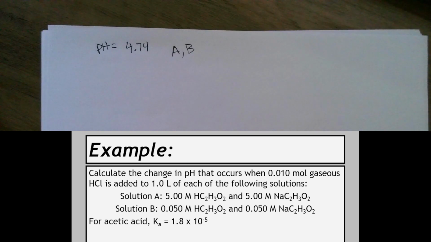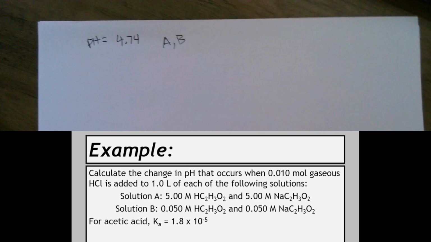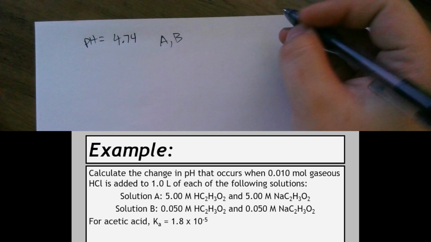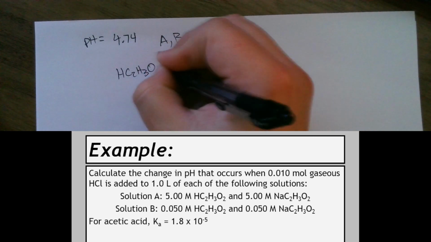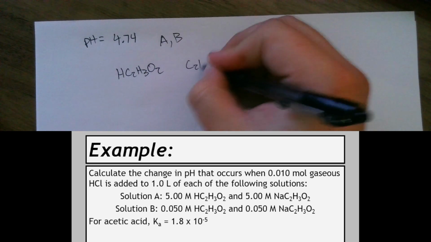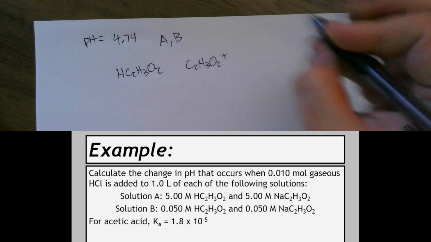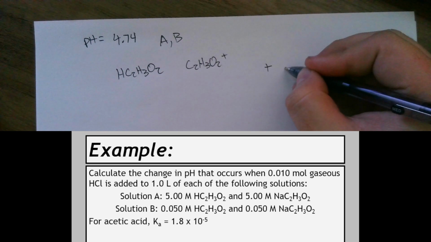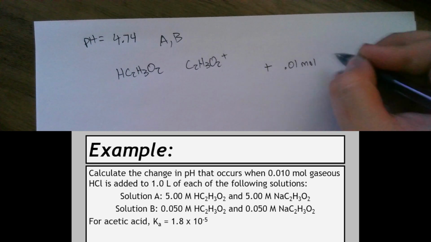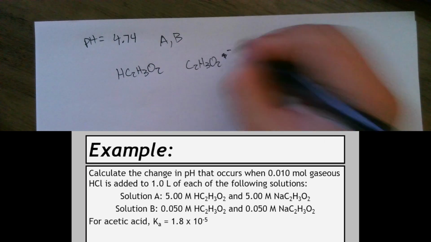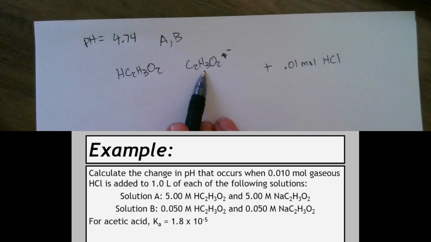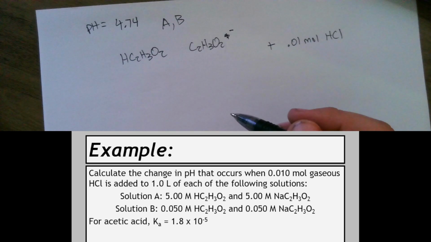All right, so let's do our stoichiometry part of the problem. When I add acid, I have acetic acid, I have acetate, I am adding 0.01 moles of hydrochloric acid. When I add this hydrochloric acid, it is an acid, this is a base, so it'll react with this base. So that's what our first reaction will look like.